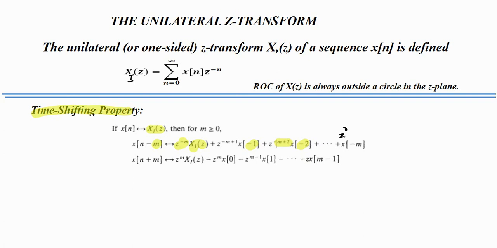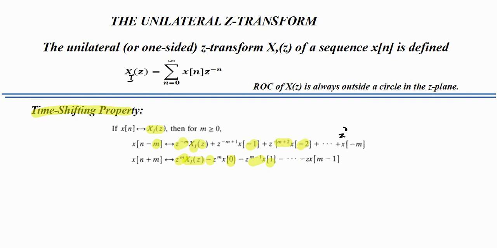And if it is x of n plus m, you will write z raised to m. This factor will be same, and extra you can see minus z raised to m times x of 0, minus z raised to m minus 1 times x of 1, etcetera. Okay, this is about the time shifting property.